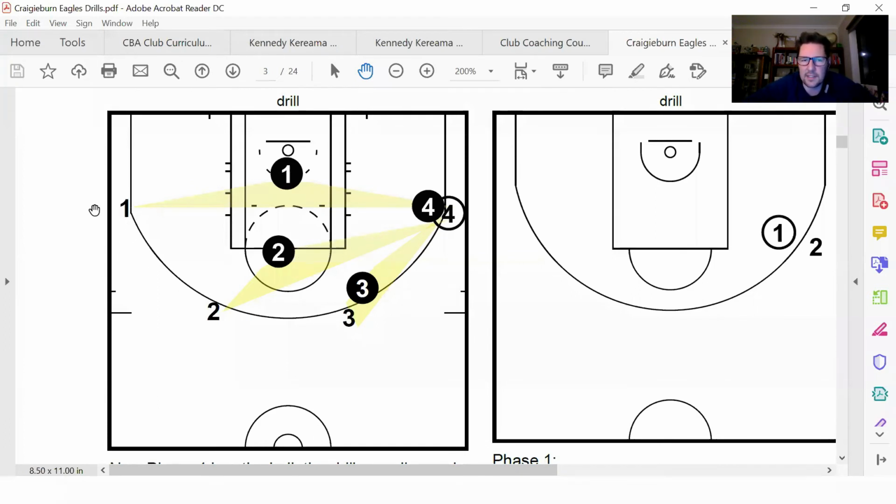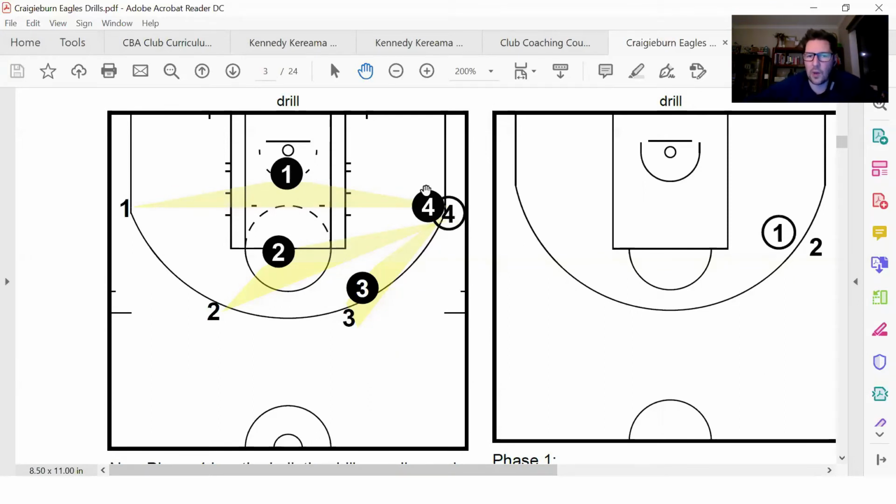So if you're 3 passes away, you can safely come into a help position. Player number 2 here, they are 2 passes away. So if you're 2 passes away, you can come into a help position as well. You can come into a help spot.